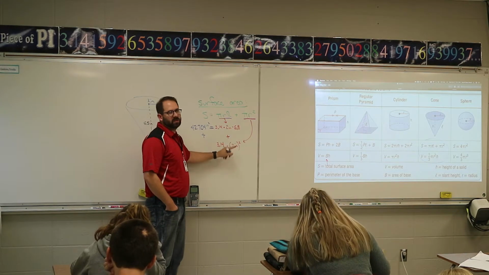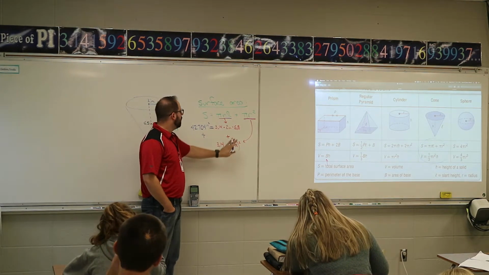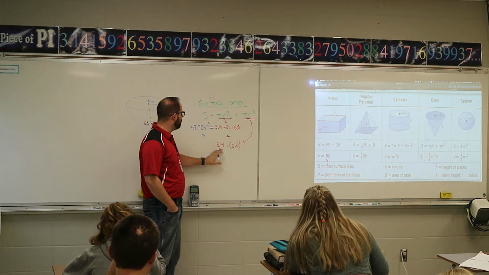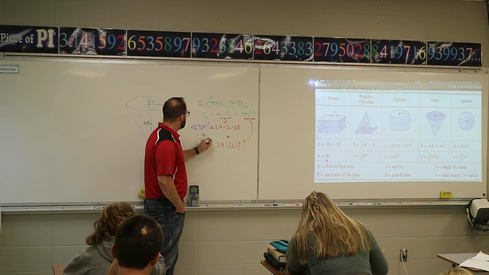2 squared is 4, so just ignore that. This is 4, 2 squared. 2 to the second power is 2 times 2. Right, so that's 4 times 3.14. 12.56. That's inches squared.